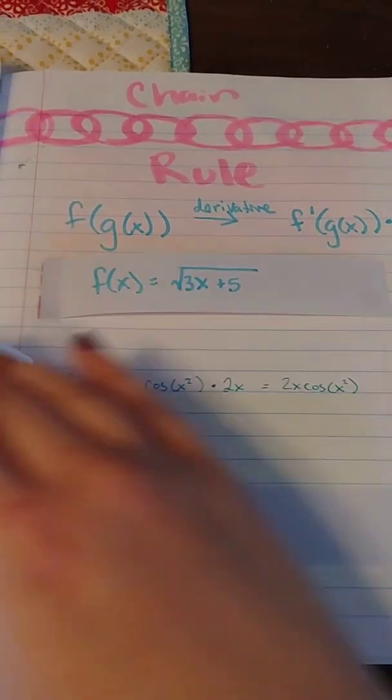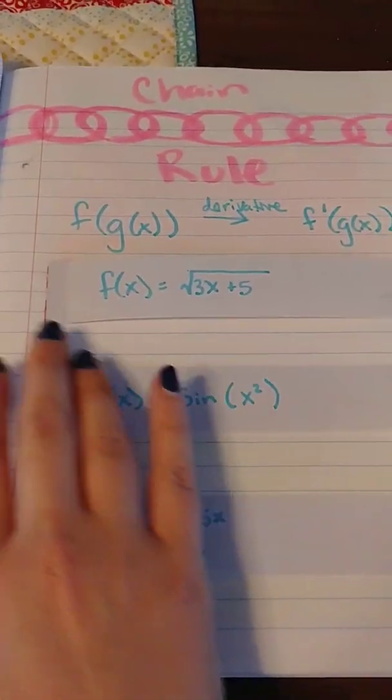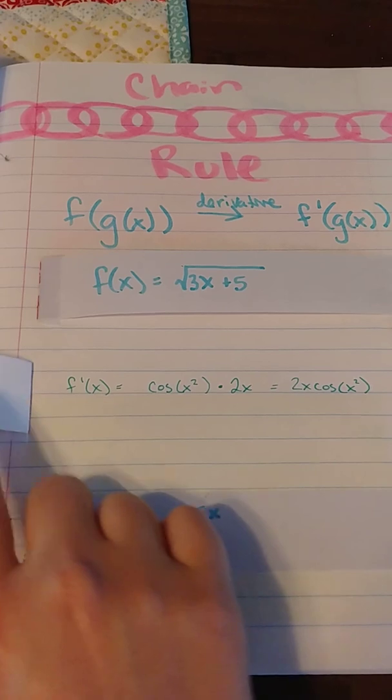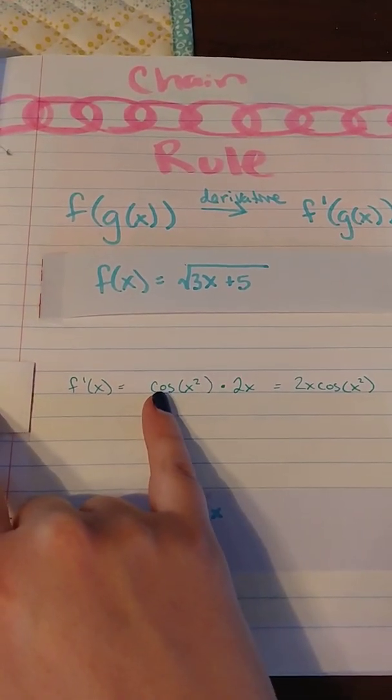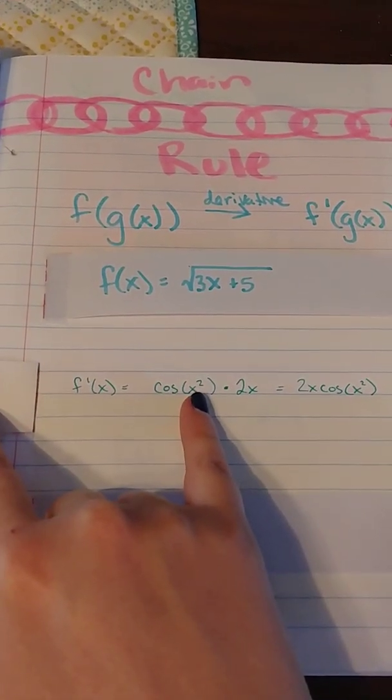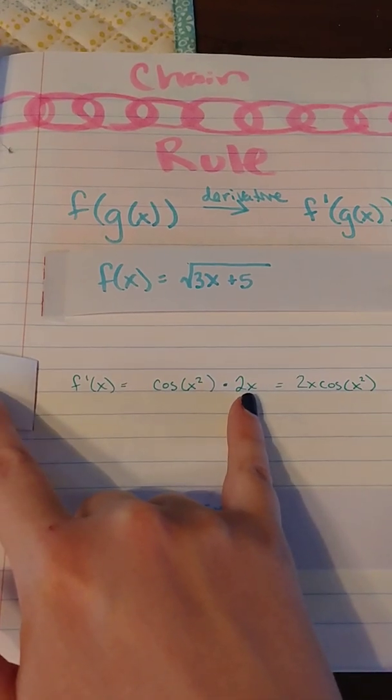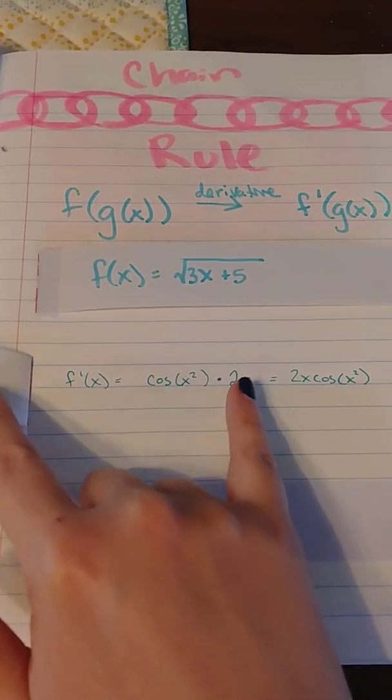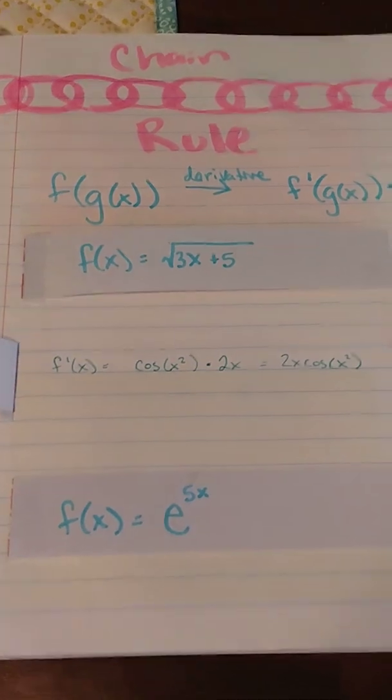Okay? So the outside function is sine. The derivative of sine is cosine. Leave g of x alone. The derivative of x squared is 2x by the power rule. And then I'm just rewriting it.